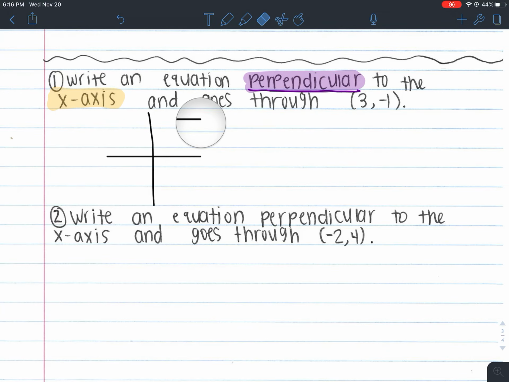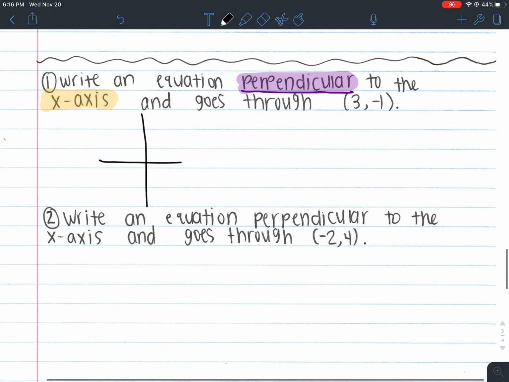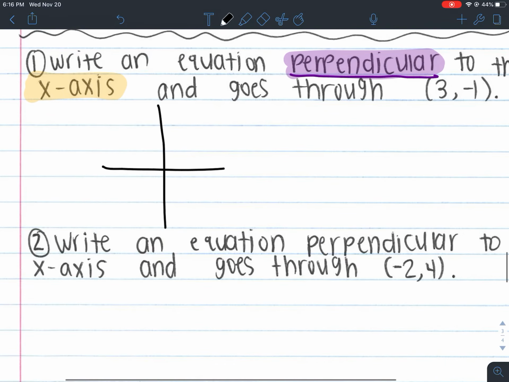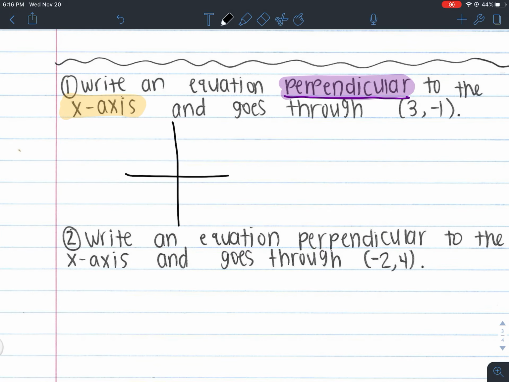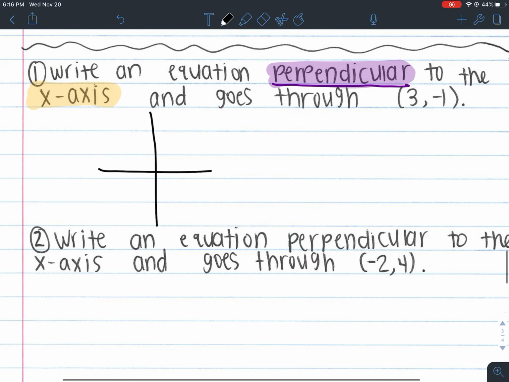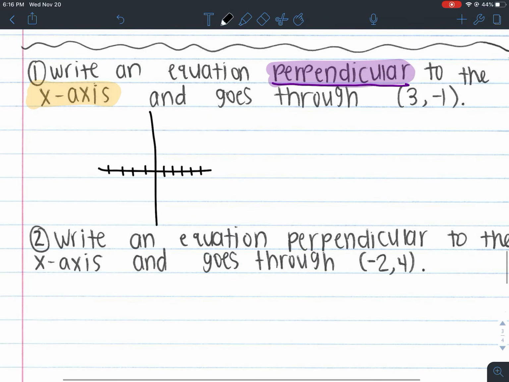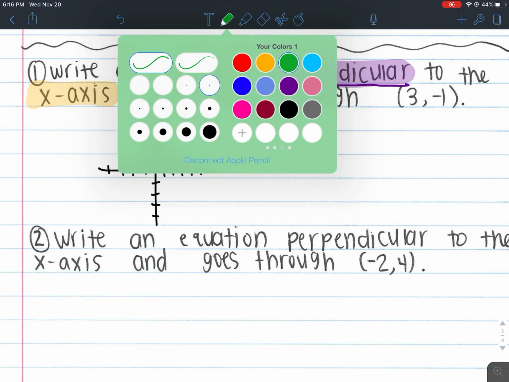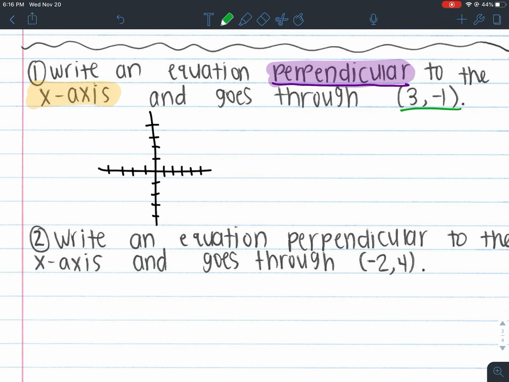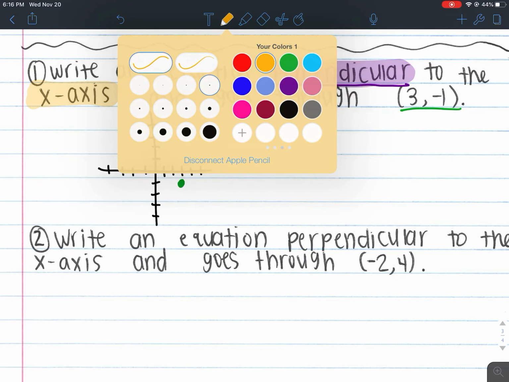When I see keywords like this, I know it's easy to draw a picture because I can visualize it better. Because you're like, where's the x-axis again? So if you see x-axis or y-axis or anything like that, draw a picture. It really helps. So I'm going to draw some tick marks, and we're going to plot the point 3, negative 1. That's going to go right there.